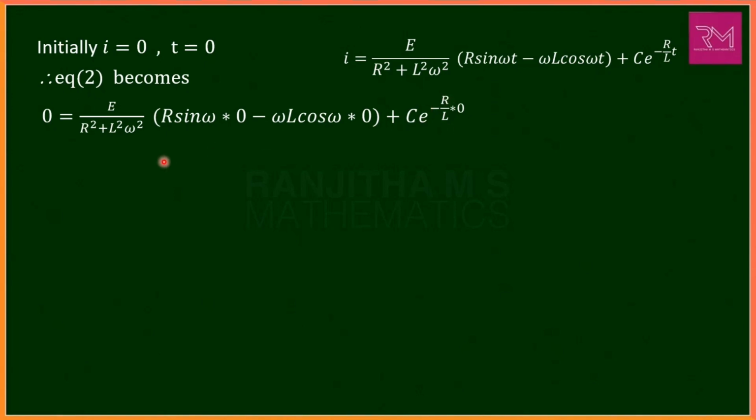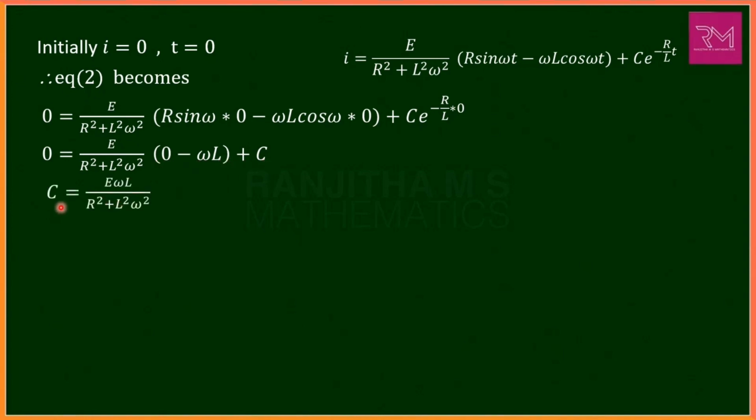Here exponential power 0 is 1. So we get 0 which is equal to E by r square plus L square omega square into, here sin 0. Sin omega into 0 is sin 0. This value becomes 0. Cos 0 is 1. So remaining is minus omega L into 1. We can take it as minus omega L plus C. So remaining is E by r square plus L square omega square into minus omega L plus C.